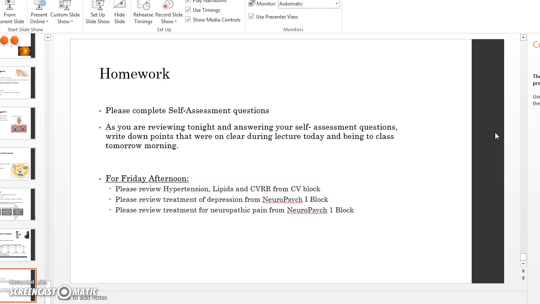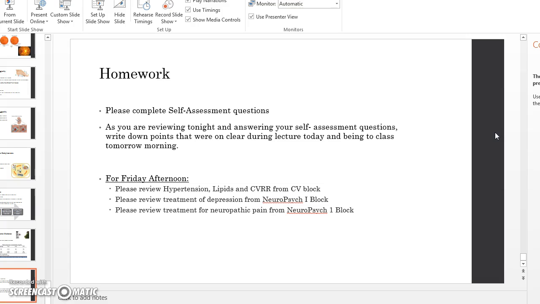So for our class on Friday, for tomorrow, I have some self-assessment questions that help you work through much of the pathophysiology that we talked about today, help you identify areas that maybe were not clear during the lecture. So as you're reviewing tonight and answering the self-assessment questions, please write down points that you think were unclear from lecture today and bring them to class tomorrow morning, and we will have time to go through and answer any questions that you might have regarding this material.